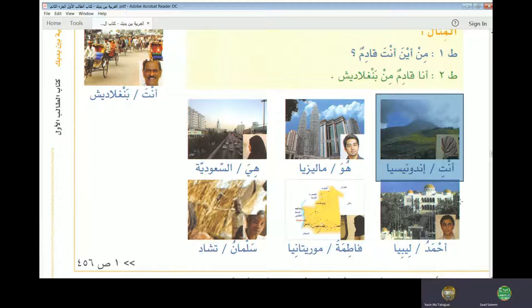So anti means you. Ana means I. Okay. Ana qadimun min Indonesia. Ana qadimatun, because this is female. Ana qadimatun min Indonesia. Yes. Correct. Now hold for three minutes and take a look at all these pictures. I will be back after three minutes. Okay.